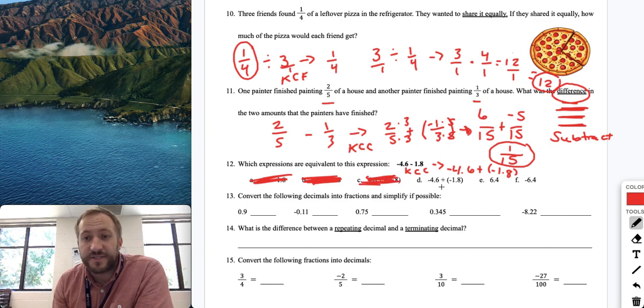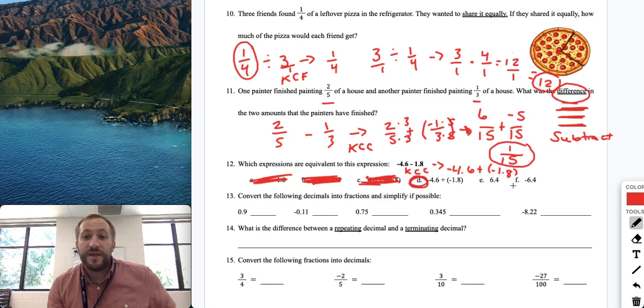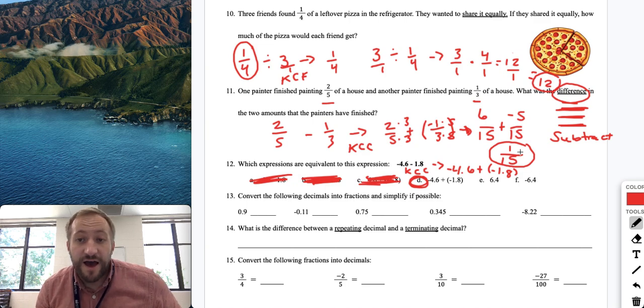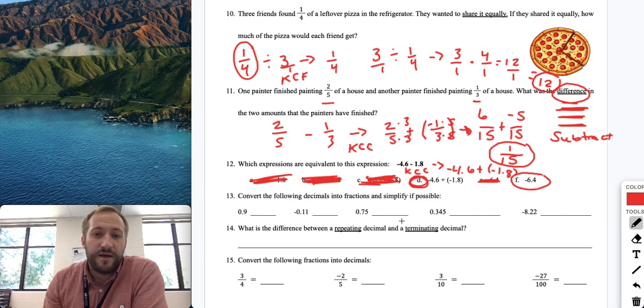Negative 4.6 plus negative 1.8. Let's see. Keep, change, change. Oh, they did it. Perfect. That's it. Now, if I actually went and solved this, I know a negative 4.6 plus a negative 1.8. When I add two negatives, I keep a negative sign. So this is positive. That can't be it. This is negative 6.4. That's what I'm looking for. Let's look at the next one.